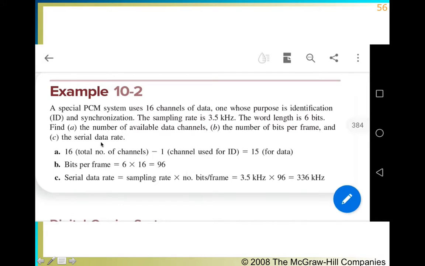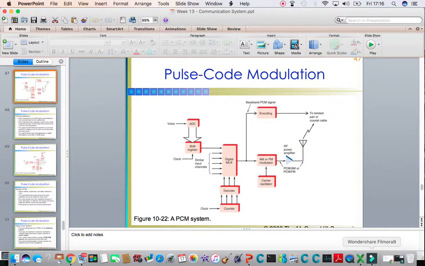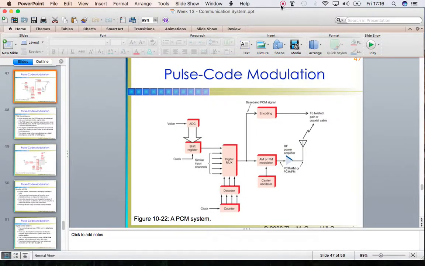Then it is asking us to calculate the serial data rate, and the serial data rate will be equal to the sampling rate multiplied by the number of bits per frame. The sampling rate over here is 3.5 kilohertz, and the total number of bits in the frame is 96, so it will be 336 kilohertz. So that's all for today's lecture.